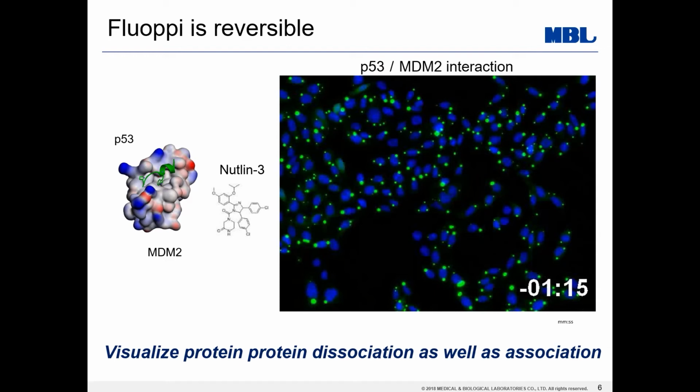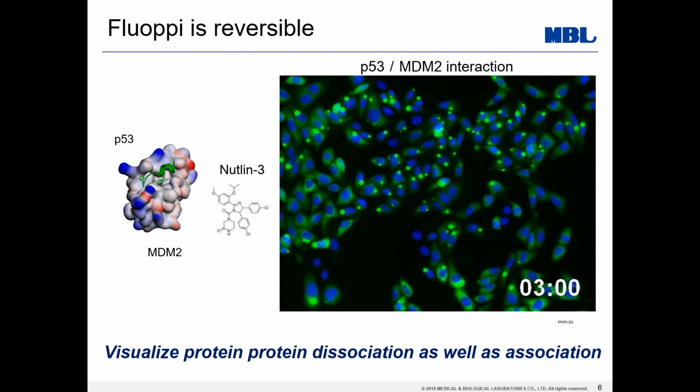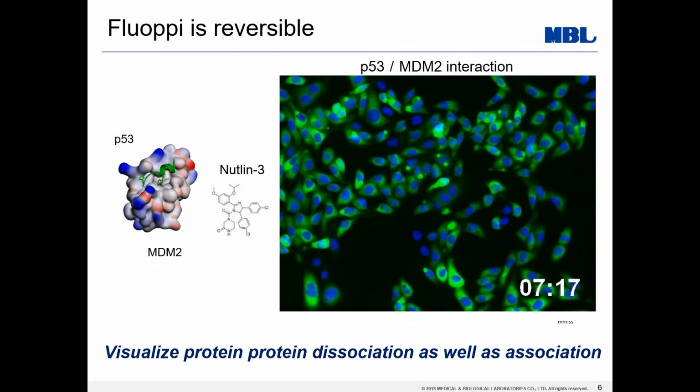Before adding NUT23, all of the cells had fluorescent punctum. However, after addition of the compound, they immediately dissociated within several minutes, which means NUT23 entered the cell within several minutes.